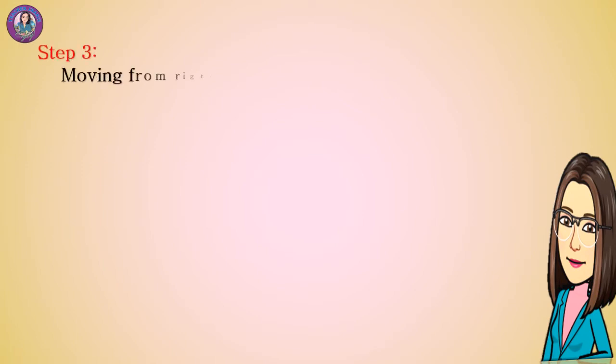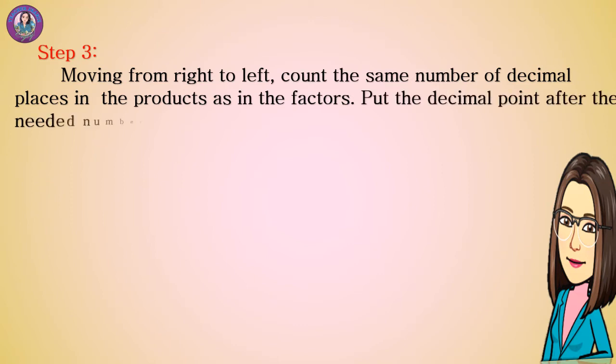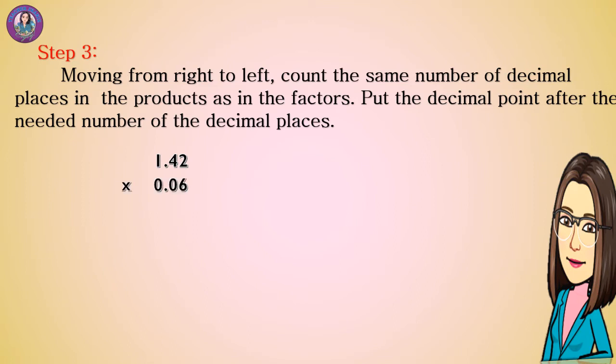Step 3. Moving from right to left, count the same number of decimal places in the product as in the factors. Put the decimal point after the needed number of decimal places. In 142 hundredths, there are 2 decimal places, times 6 hundredths with another 2 decimal places. The answer is 852. Now, there are 4 decimal places in the factors.